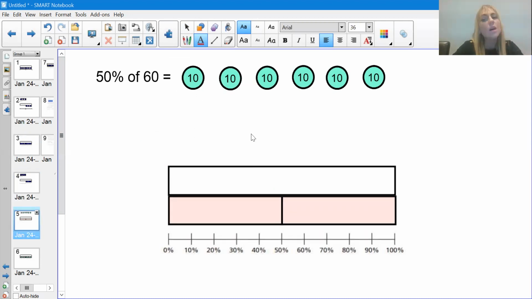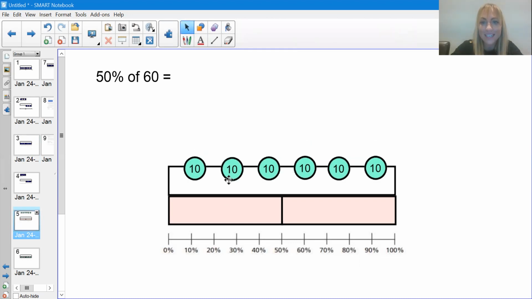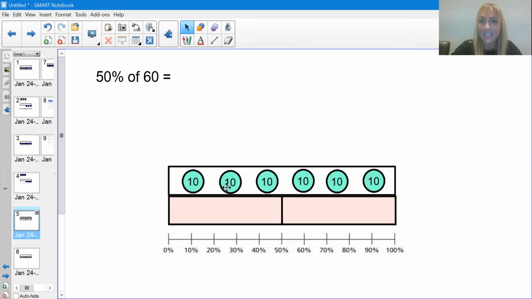Now, my counters aren't worth 1 anymore. Let's have a look at what my counters are worth. My counters are worth 10. I have 1, 2, 3, 4, 5, 6 of those. So I've got 60 this time. So 50% of 60. So again, my whole amount is 60. It's 6 tens, it's 60.